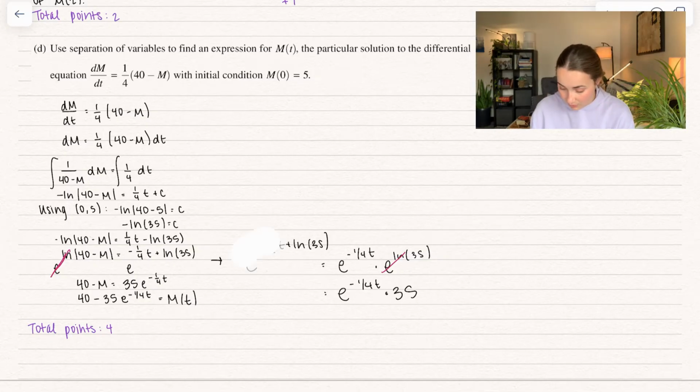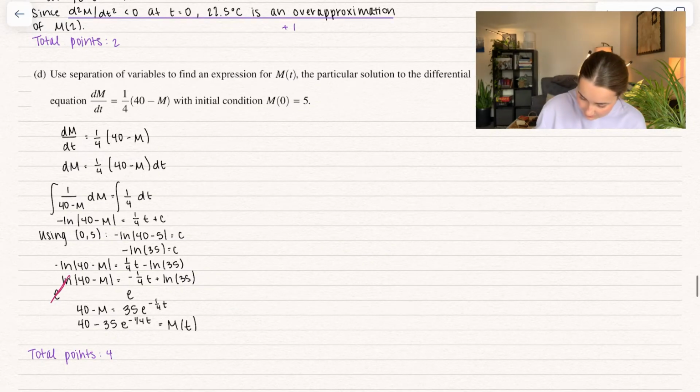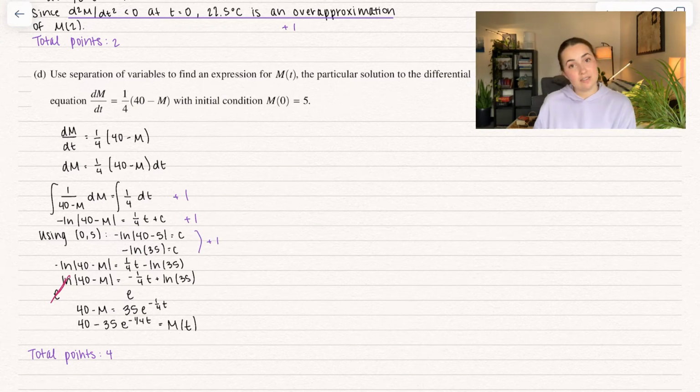So this one's actually worth 4 points, which is quite a bit. And we're going to see where that's dispersed out. The first one is for doing correct separation of variables. The second one is for taking the correct antiderivative. The third point is for using the initial condition and finding the value of c. And then, this right here is all going to be the fourth point where you actually evaluate and simplify it through correctly.